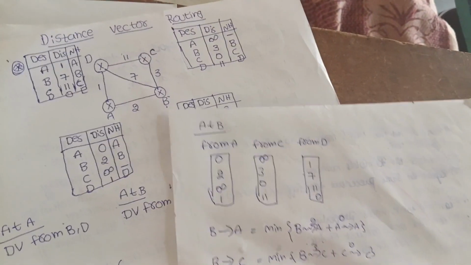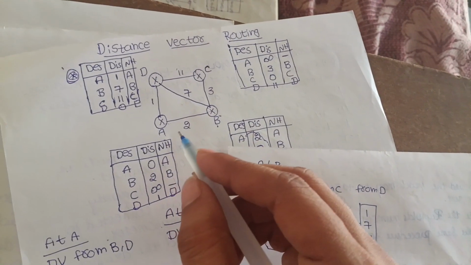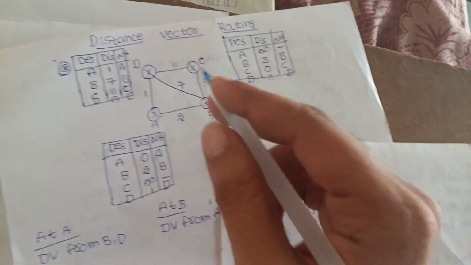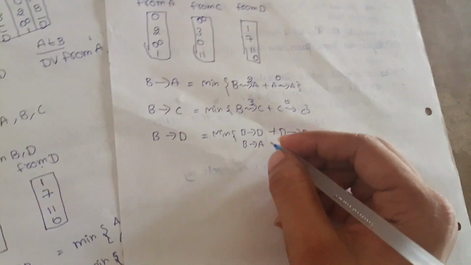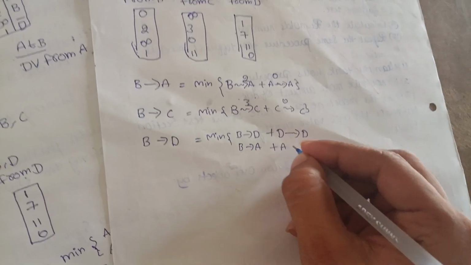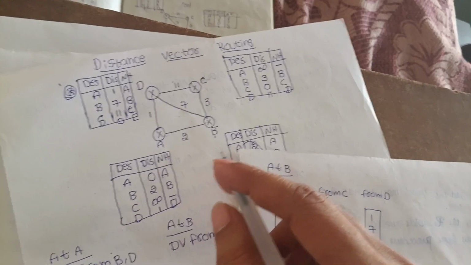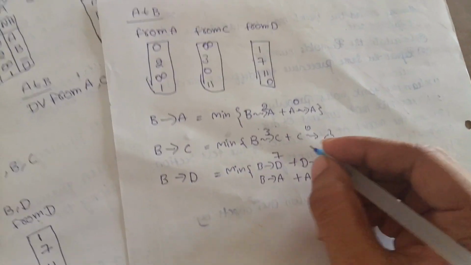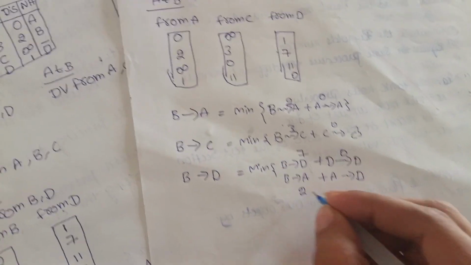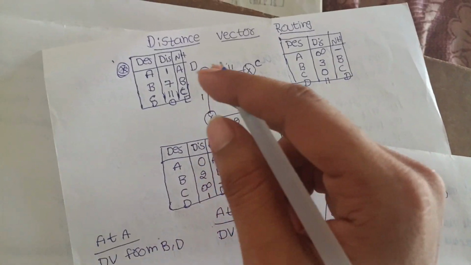and again B to A is one approach, B to A and A to D. B to A plus A to D. B to D distance is 7. Self loop distance is always 0. B to A approach is 2. A to D approach is 1.